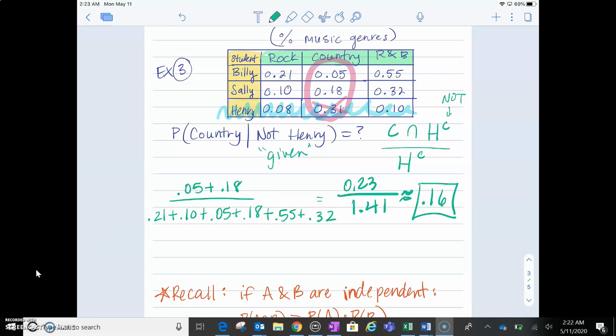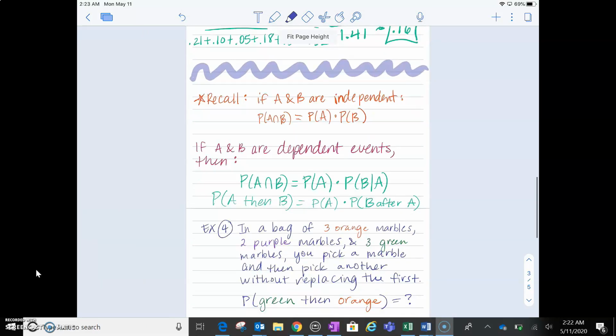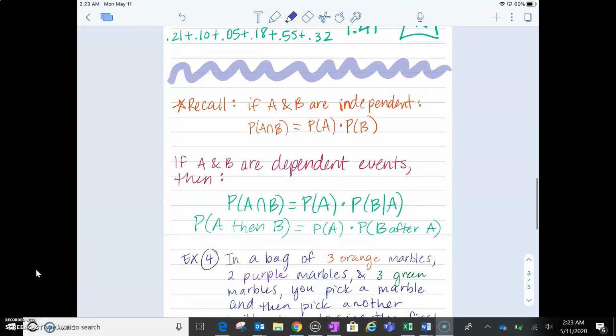When you see this word not, don't be confused by it. You just want to make sure you're eliminating all of those Henry options there. Cool. This next part, I'm going to kind of separate it because it's a little bit different. We're still similar, but a little different.